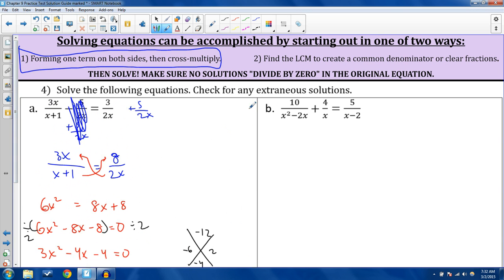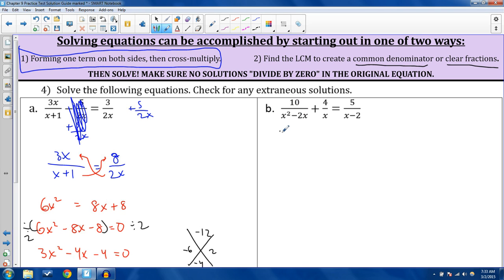Now the other equation right here. I'm going to do this the second way, find the least common multiple, to either do one or the other: create a common denominator, or straight up clear fractions. Meaning, once you know what your least common multiple is, then you can either multiply both sides by that exact value, or create a common denominator as you go. So, I don't know, I'll do both ways if I have time.